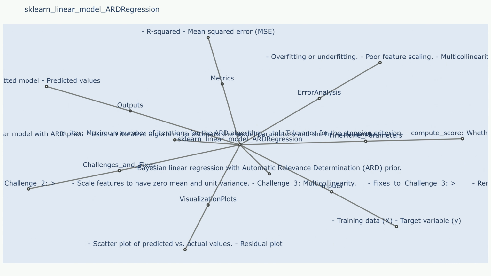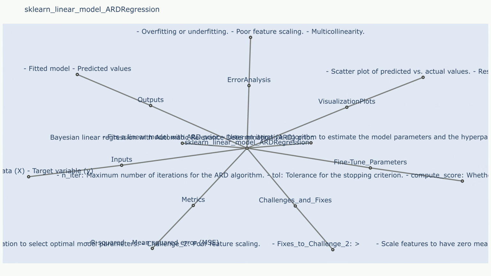Fixes. Increase the prior variance. Increase the alpha_1 and alpha_2 parameters to strengthen the prior belief in small weights and less noisy data. Regularization. Consider using additional regularization techniques, such as L1 or L2 regularization, to further constrain the model complexity. Cross-validation. Use cross-validation techniques to evaluate the model's performance on unseen data and identify potential overfitting.